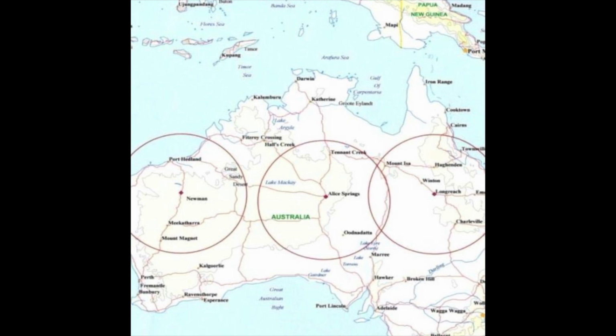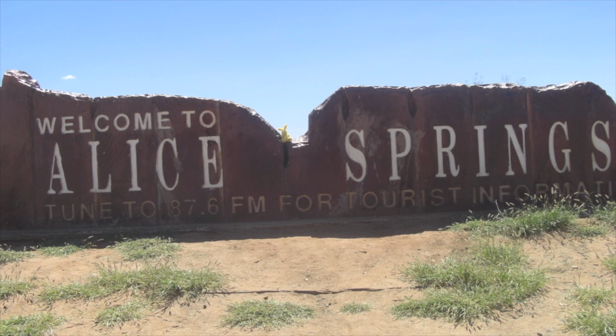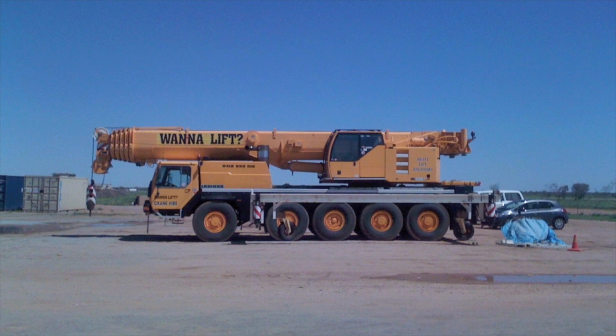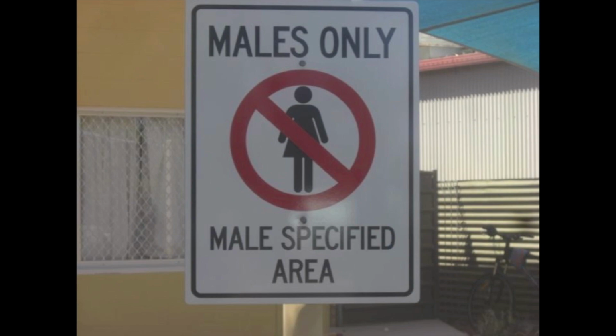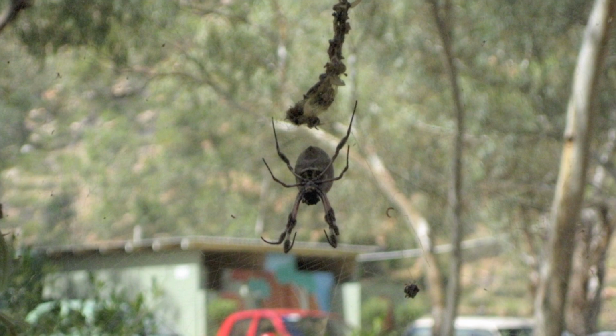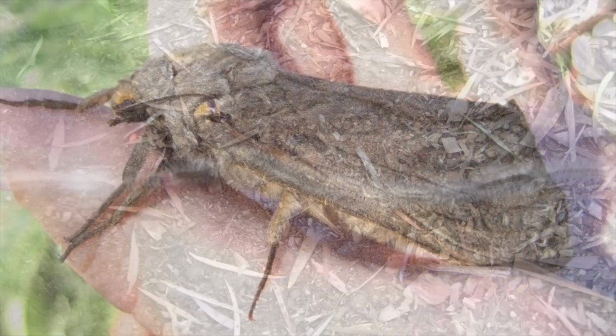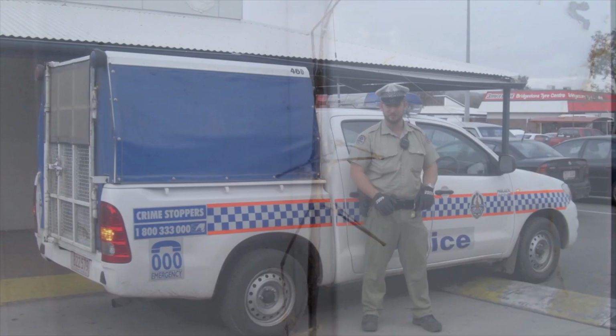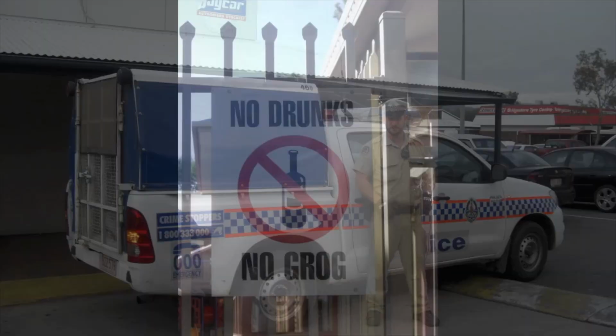Here's a map of, as I showed you before, Alice Springs and our downrange stations. Alice Springs is actually known for Ayers Rock, which is about a couple hundred miles away. This is the launch vehicle that we use, just showing you some strange pictures from the outback. Whether it's the big golden orb spiders, a bunch of caterpillars, moths, walking sticks, even the police.